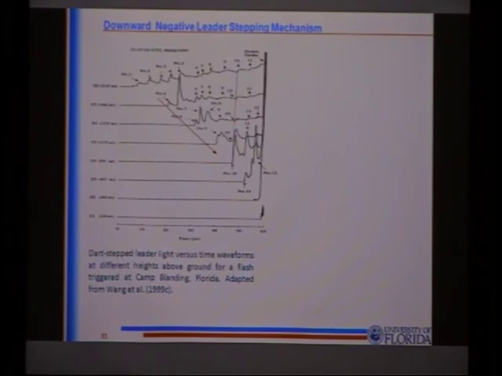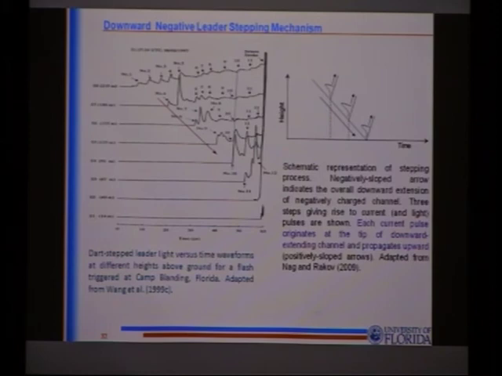So this is consistent with what was inferred from laboratory experiments. The overall progression of the leader is downward, however, individual leader pulses propagate in the upward direction, starting from the leader tip.